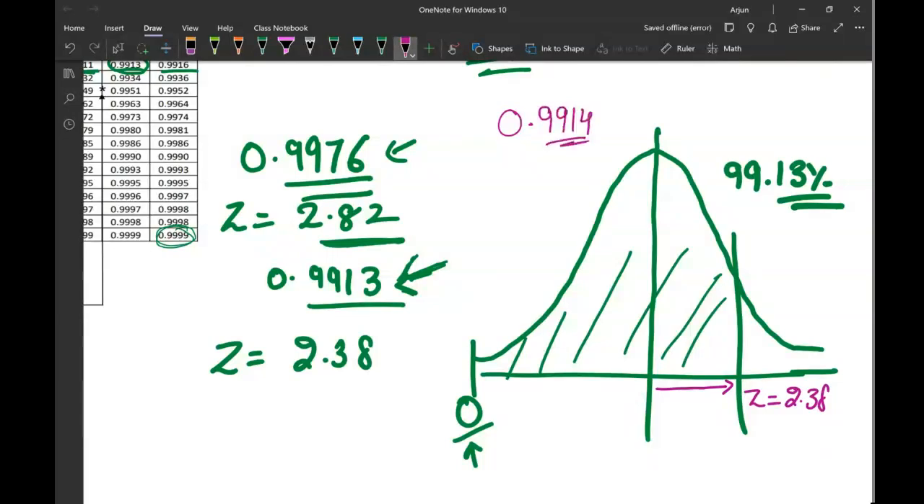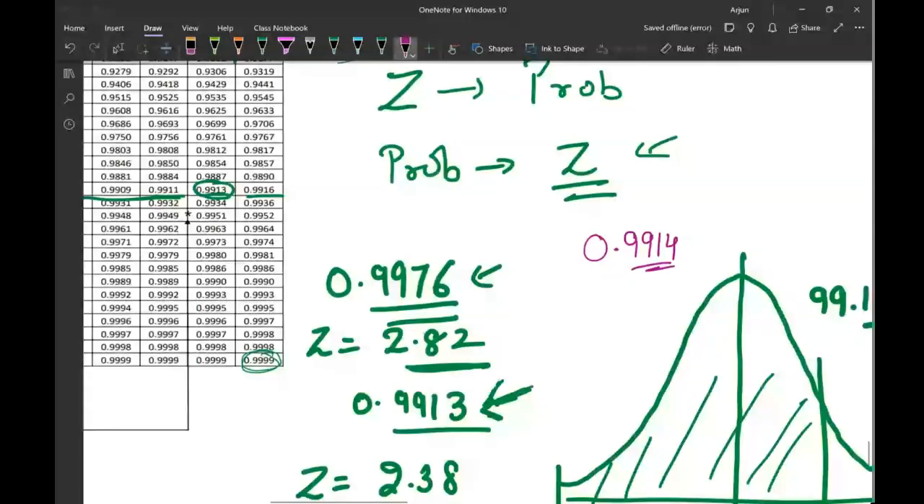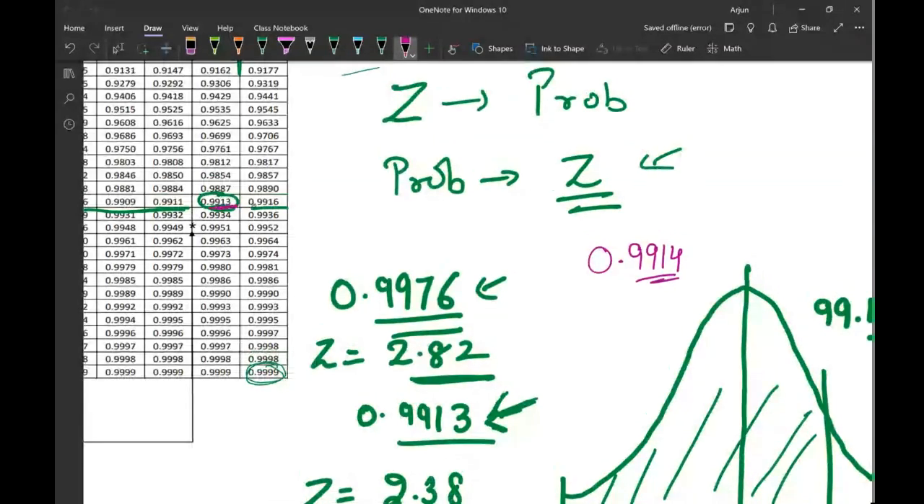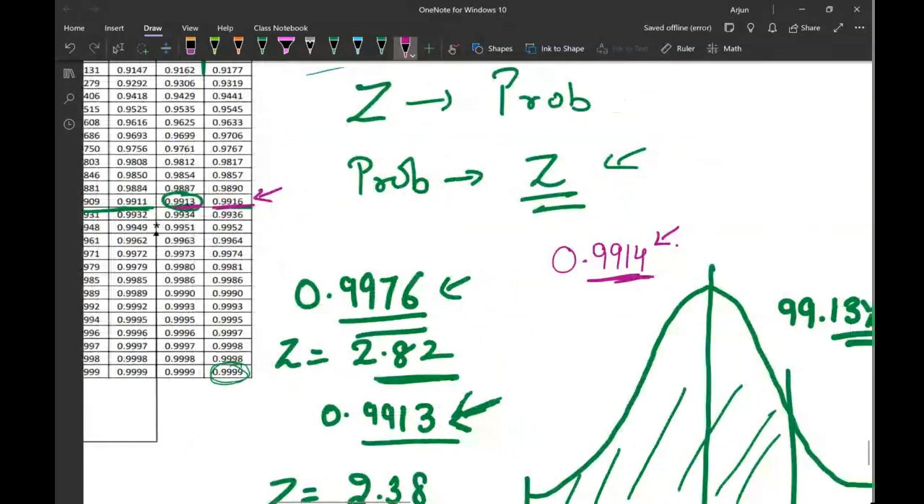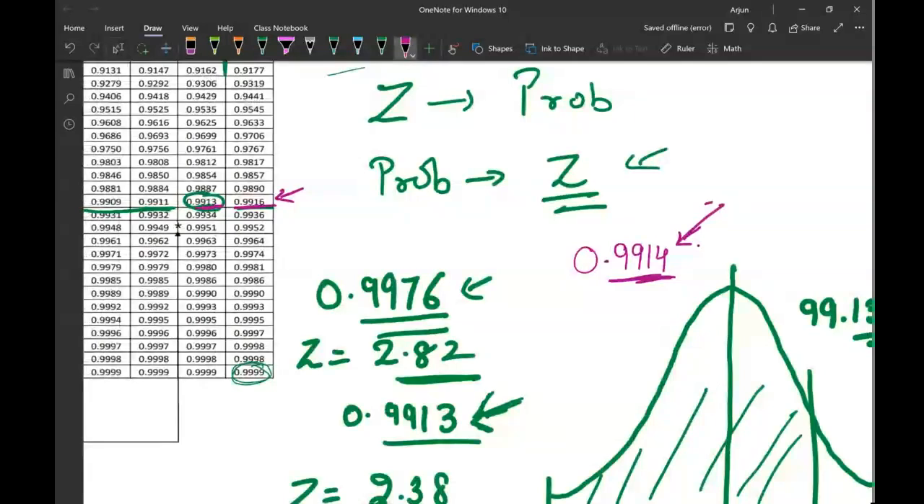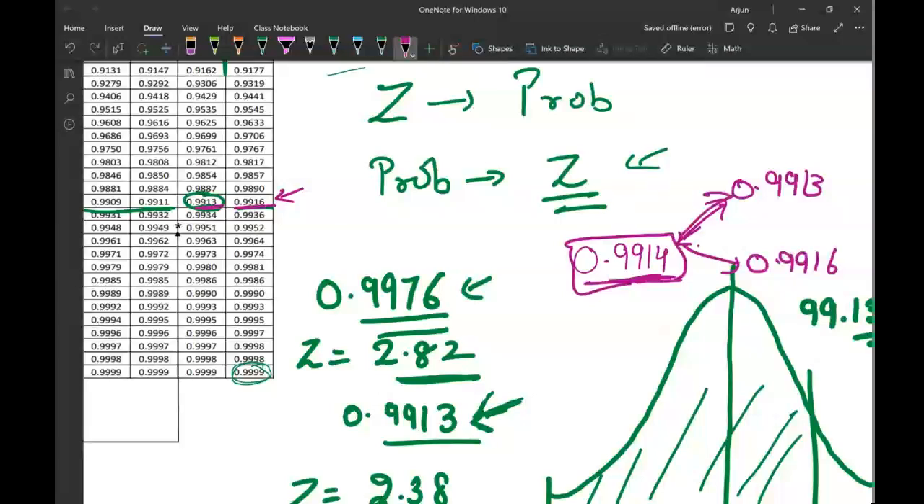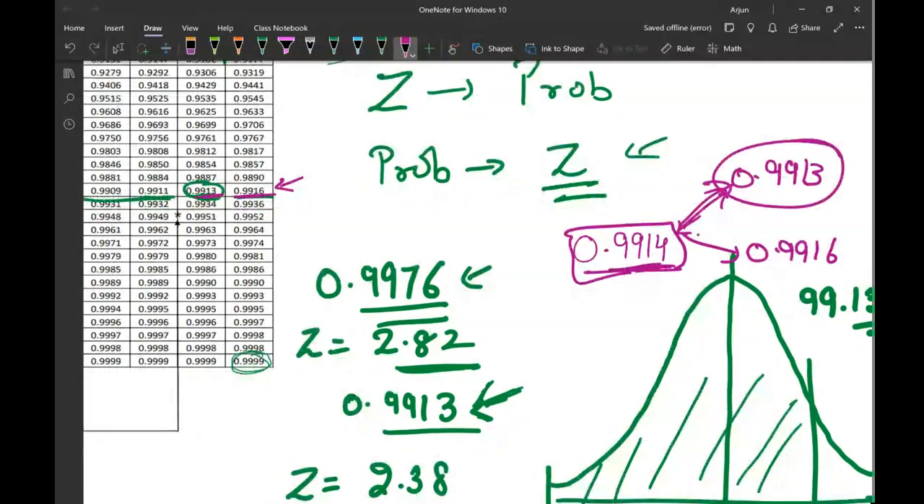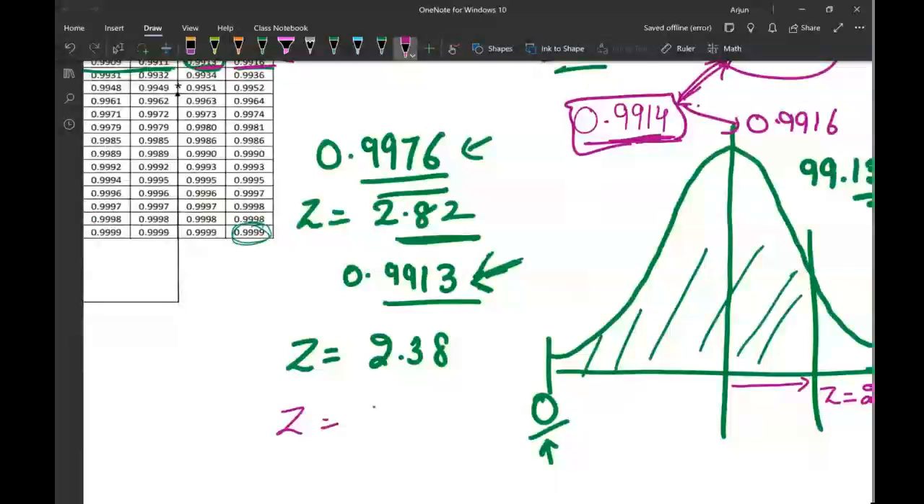So if I see here, there is no value for 0.9914. There is no 0.9916 after that. So what I'm going to do in that scenario is pick the value which is closest to 0.9914. There are two values, 0.9913, and the next value is 0.9916. So the closer value to this one is this one. So I'm going to still keep the z-score value as 2.38. Having said that, there are a couple of exceptions.